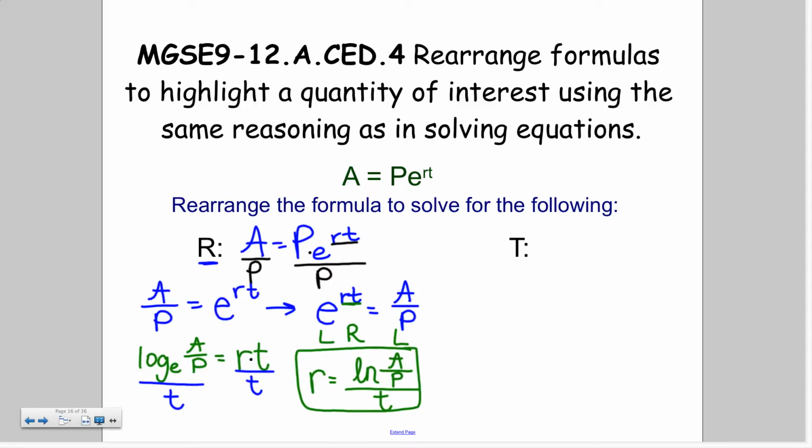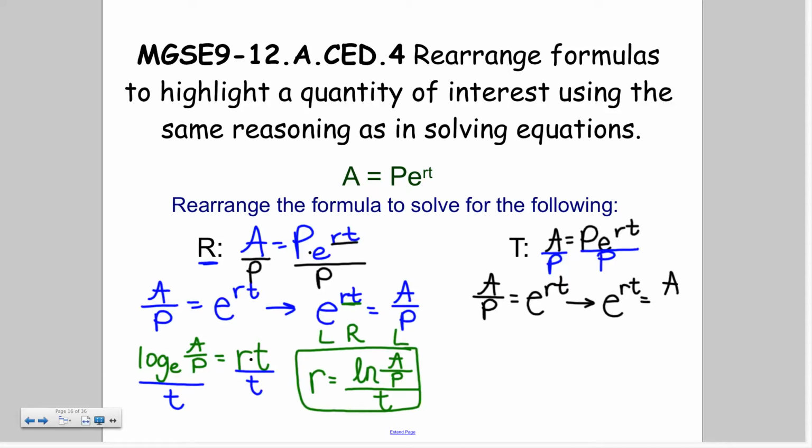Okay? Now let's do it solving for T. So A is equal to P e to the RT. Same process, we're just solving for a different variable. So divide by P first. That's going to leave us with A divided by P is equal to E to the RT. And again, I'm just going to rewrite it. E to the RT is equal to A divided by P.